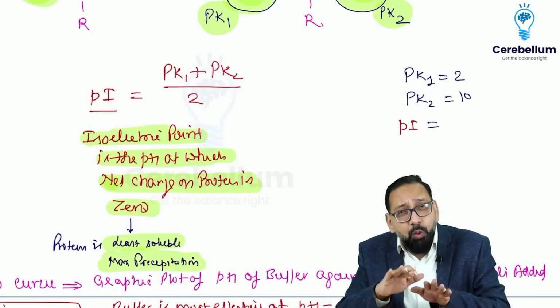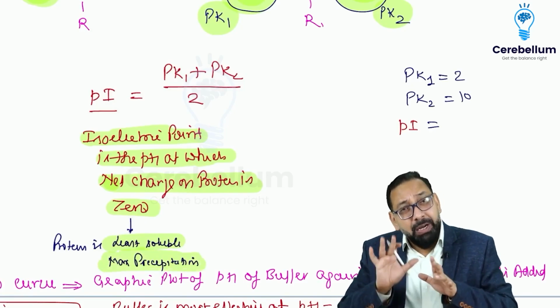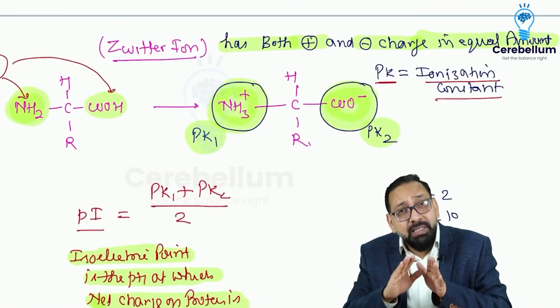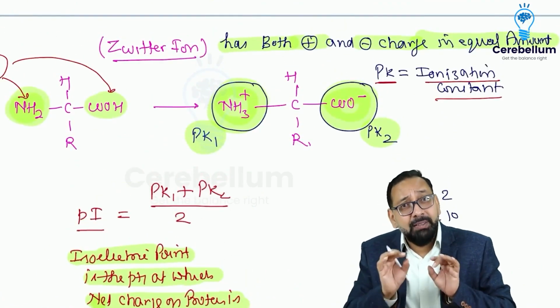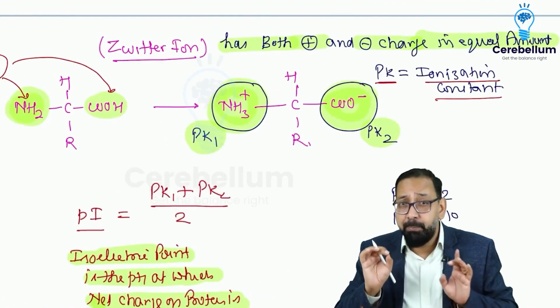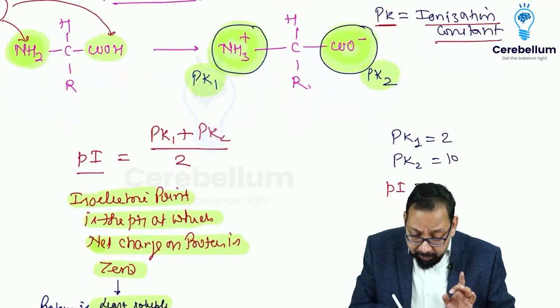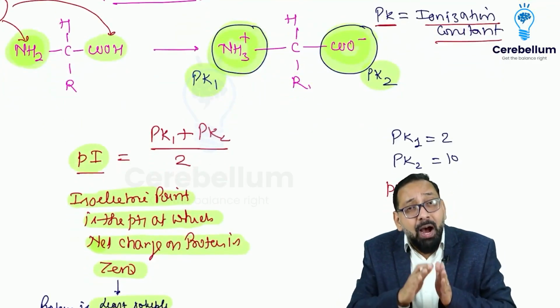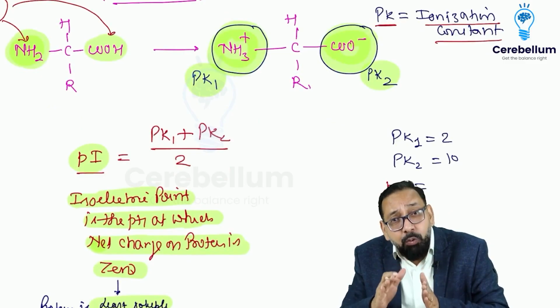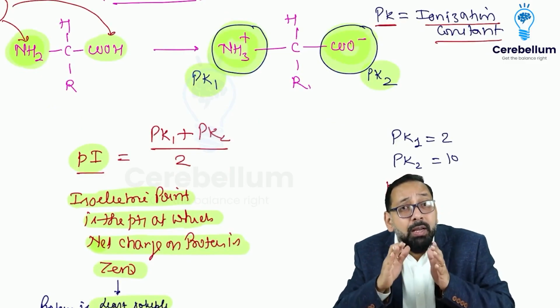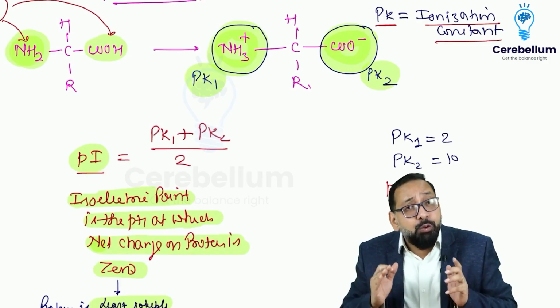If you don't remember this detail, it's okay. But remember that an amino acid has two ionizable groups and there is a concept of isoelectric point, called pI. If you want to calculate the isoelectric point of a particular zwitterion or an amino acid, what can you do?